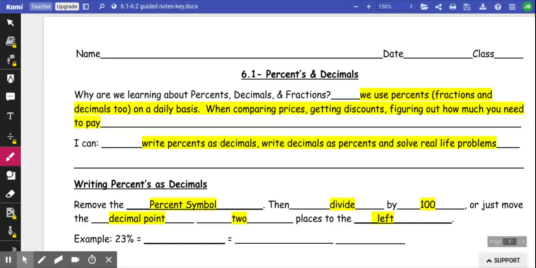Hi guys, today we are going to talk about 6.1 percents and decimals.